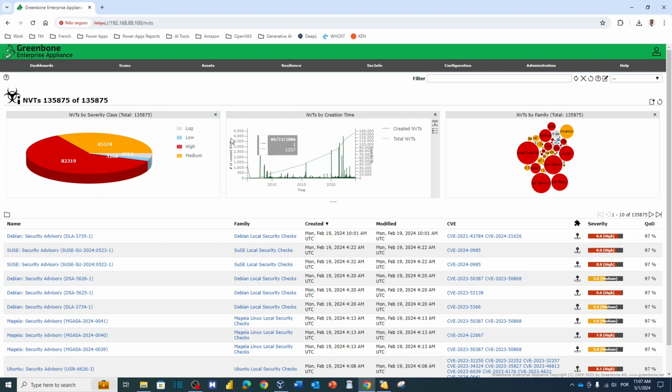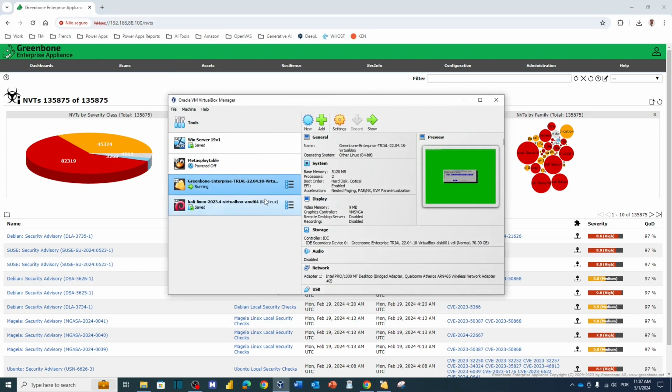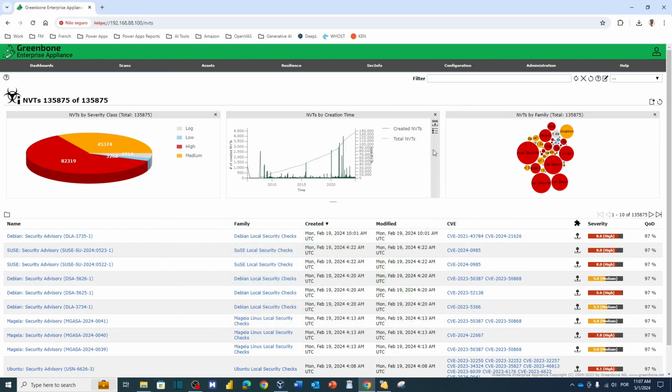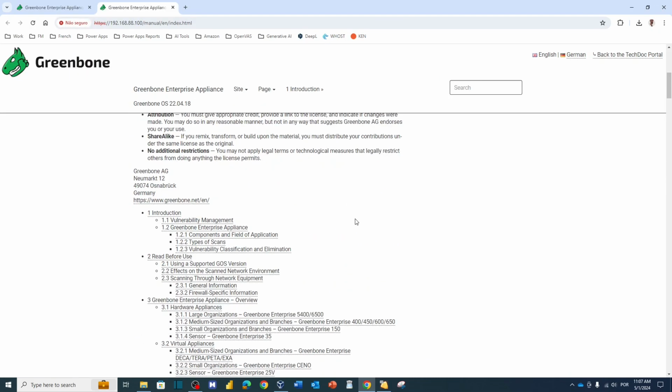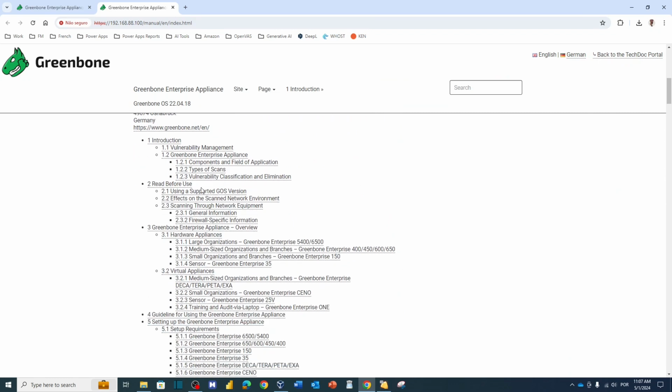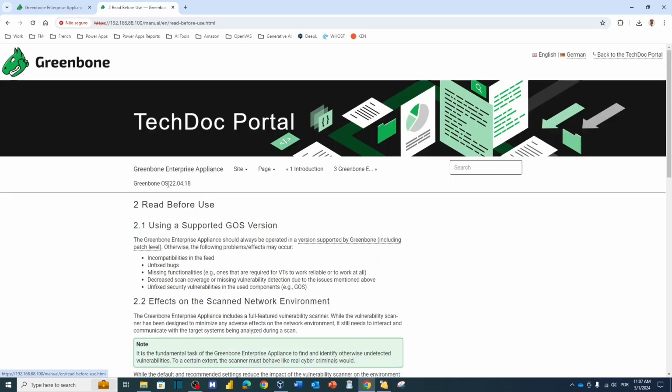I'm using here the Greenbone Enterprise appliance, the one I imported on VirtualBox, and I'm connected to it. Now I want to show you what I want to discuss with you in this video. So for that, let's go to Help and go to User Manual. And when we are here, just scroll down to this very important second topic, Read Before Use.